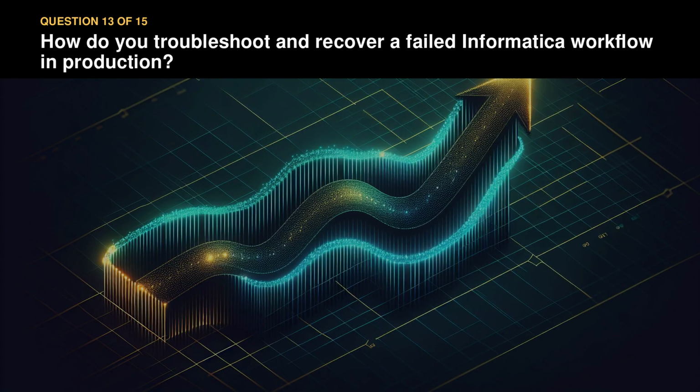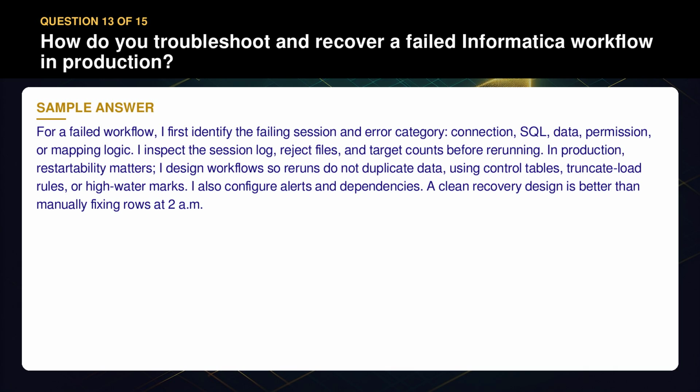Question 13. How do you troubleshoot and recover a failed Informatica workflow in production? For a failed workflow, I first identify the failing session and error category: connection, SQL, data, permission, or mapping logic. I inspect the session log, reject files, and target counts before rerunning. In production, restartability matters. I design workflows so reruns do not duplicate data, using control tables, truncate load rules, or high watermarks. I also configure alerts and dependencies. A clean recovery design is better than manually fixing rows at 2 a.m.